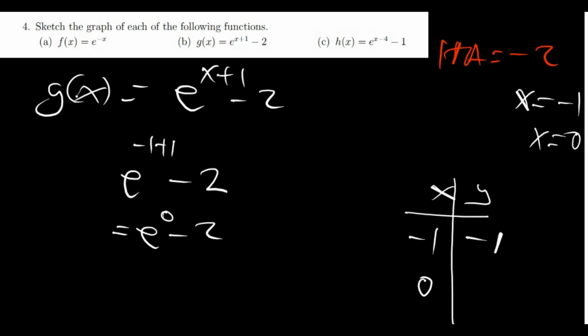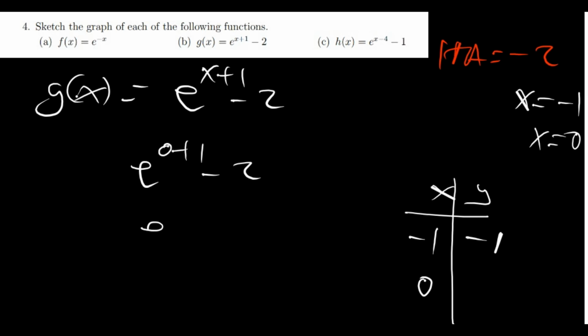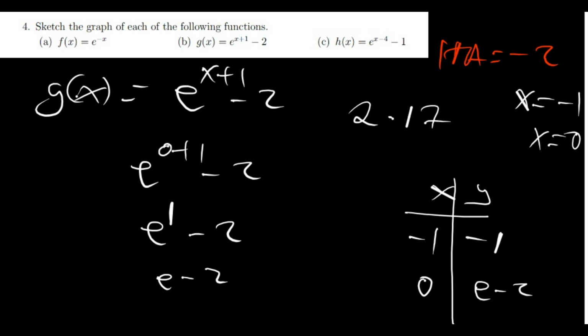I'm done with that. What if it's 0? If x is 0, what will be the value of y? So we have got e to the power 0 plus 1, minus 2. So e will be equal to the power 1 minus 2. So it's going to be e minus 2. So you just put e minus 2 because we don't use the calculator here in this case. So e, we are saying, is approximately 2.7, somewhere there. Okay, so we expect e minus 2 to be 0.7, somewhere there.